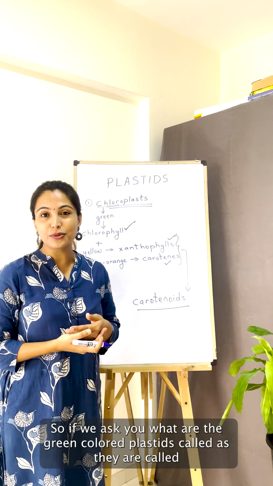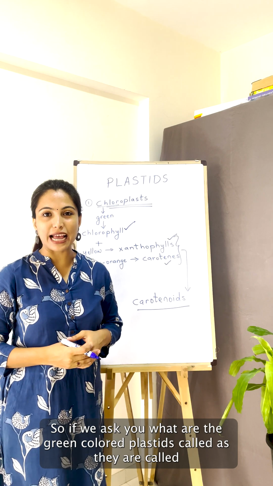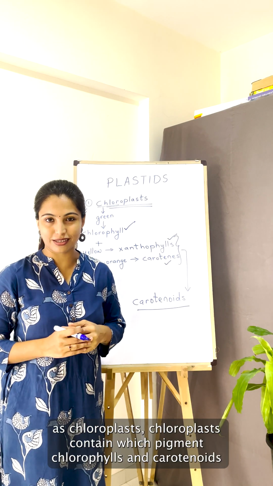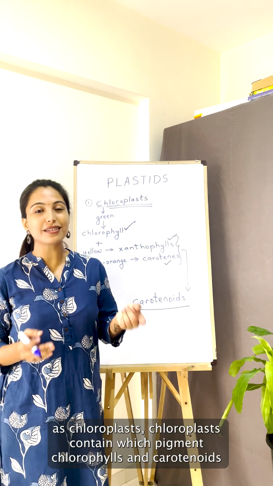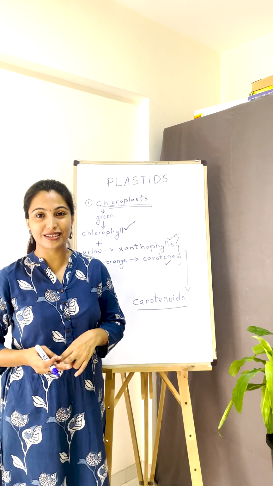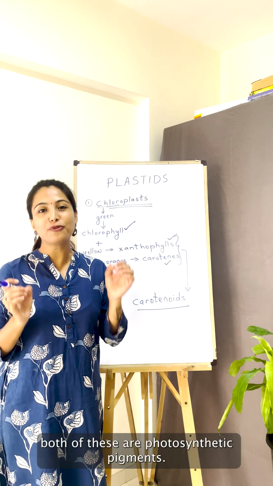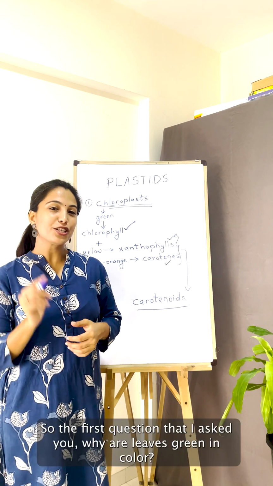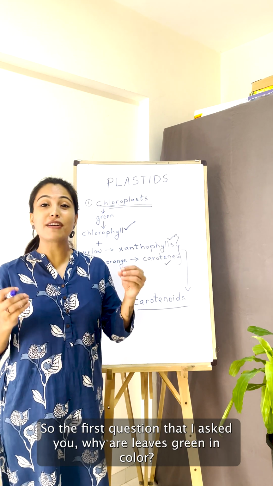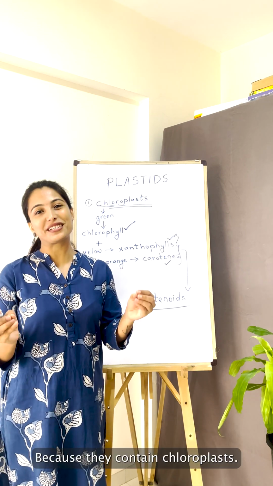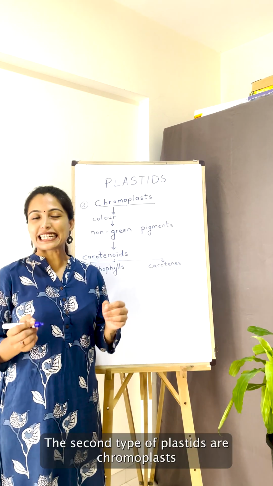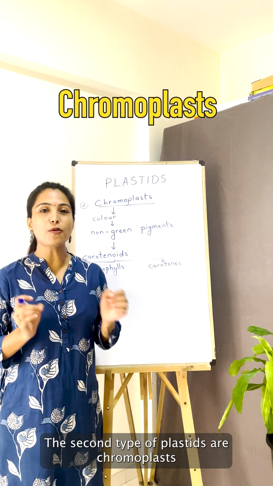So if we ask you, what are the green colored plastids called? They are called chloroplasts. Chloroplasts contain which pigment? Chlorophylls and carotenoids. Both of these are photosynthetic pigments. So the first question that I asked you, why are leaves green in color? Because they contain chloroplasts. The second type of plastids are chromoplasts.